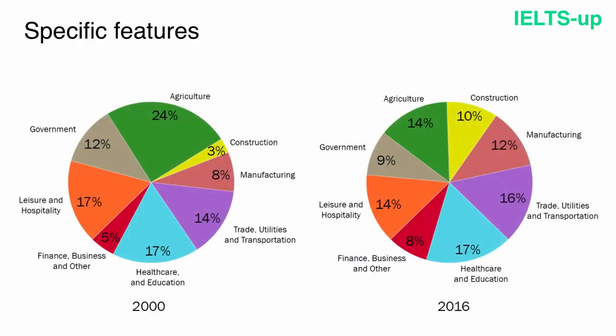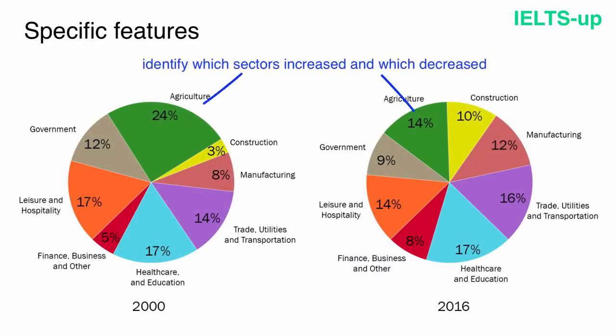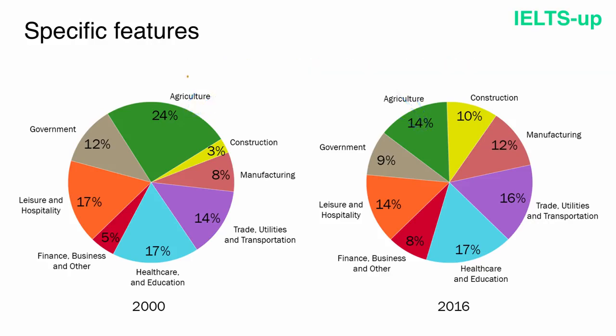We need to look at our chart and identify which sectors increased and which decreased. I'll start with the agriculture sector. As we can see, it is a quite big segment on the first chart, 24%. And on the second chart, it's only 13%. Clearly, agriculture had a decrease. So I'll put a special decrease sign near it. And I'll do the same with all other economic sectors.